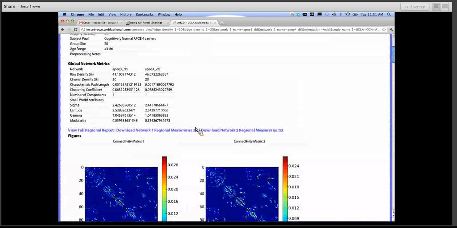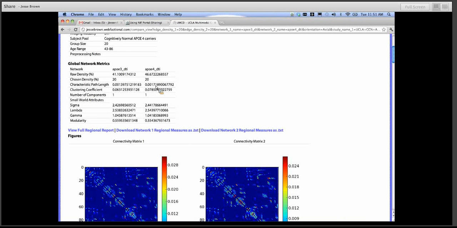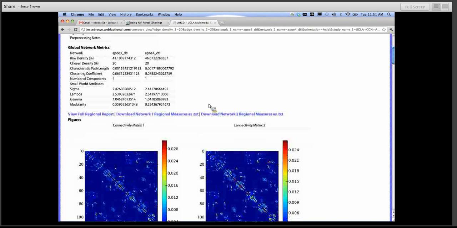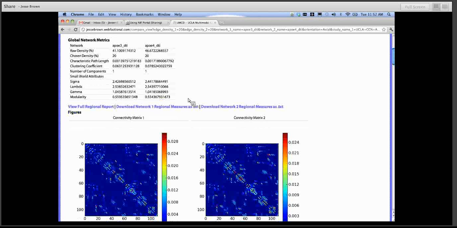So if we look at the global measures, we can see that this APO4 group has a higher clustering coefficient and also a higher path length than the APO3 carriers. So a more densely connected network, and path length is indicative of lower efficiency for information to travel. Reflected in that, the small worldness is slightly greater for this APO4 network than for this APO3. So you can see some differences. Modularity values are pretty similar.